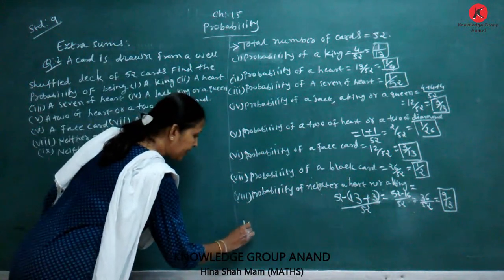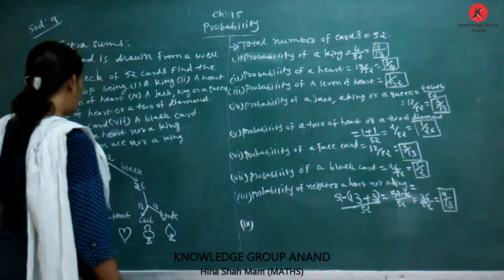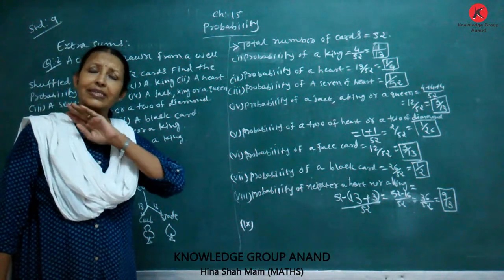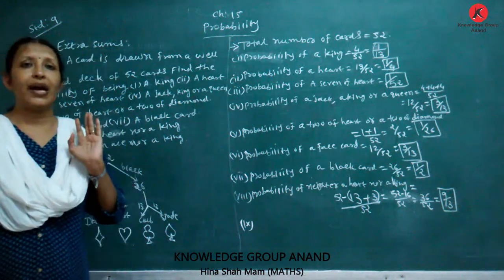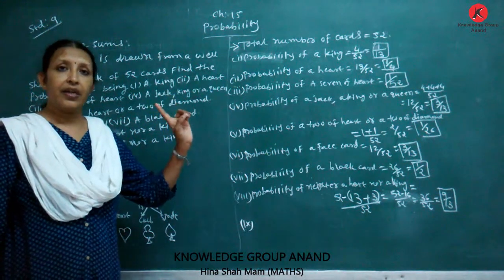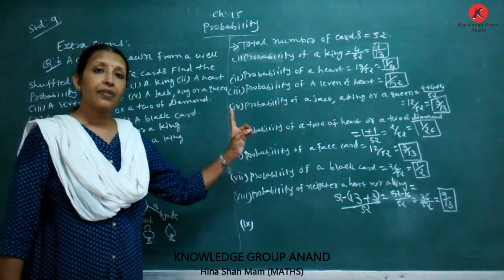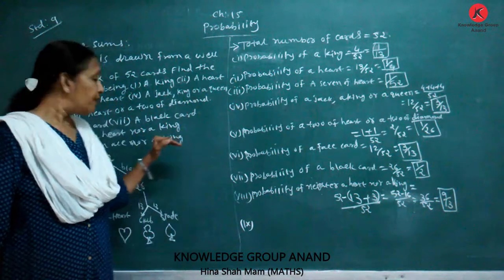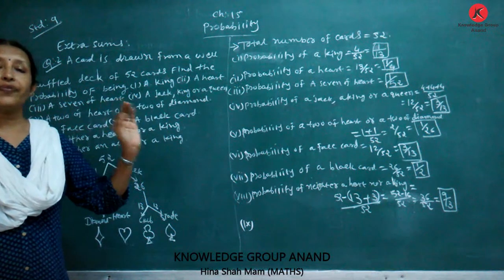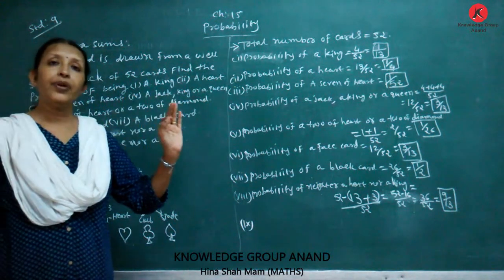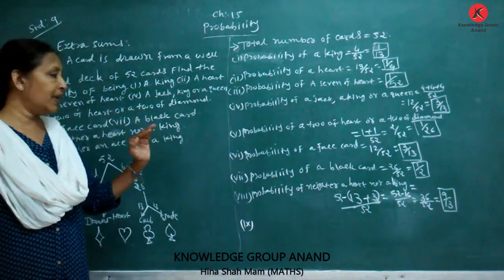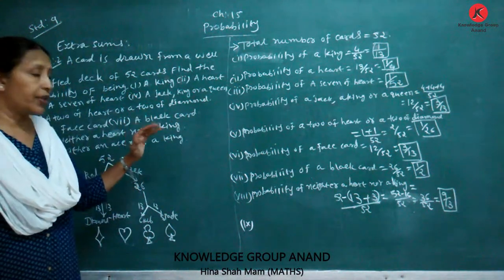And last, number 9. Neither an ace nor a king. How? Neither, that means these cards are removed from 52 cards. Neither an ace: how many aces? 4 aces. Diamond, heart, spade and club. 4 aces and 4 kings. 4 and 4. How many cards are removed? 8 cards removed from 52 cards. Therefore 44 cards. Remaining cards are 44 cards.